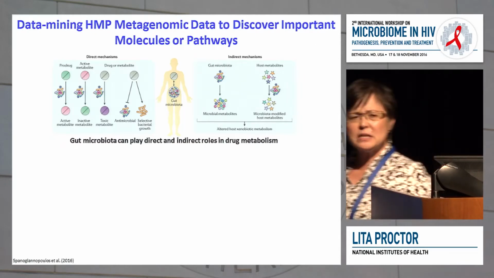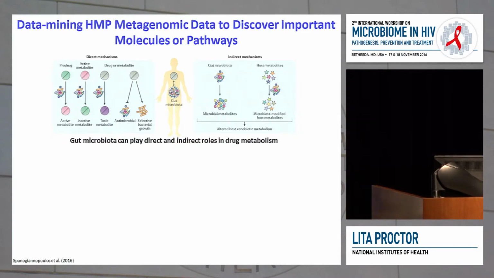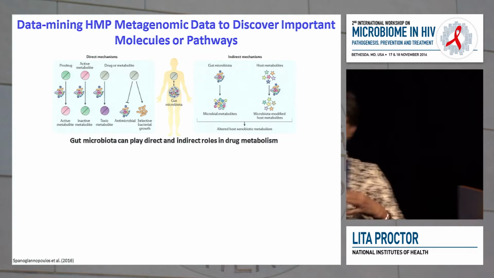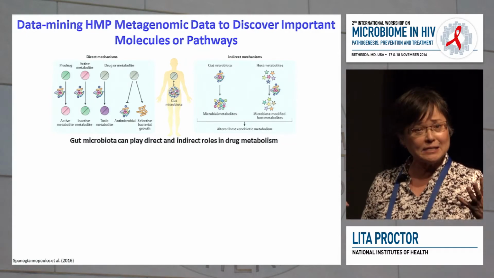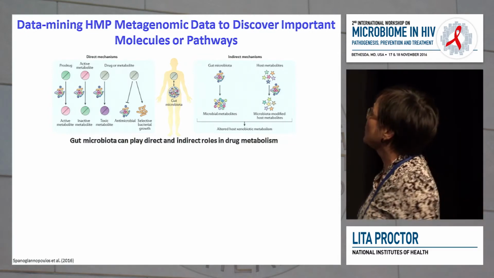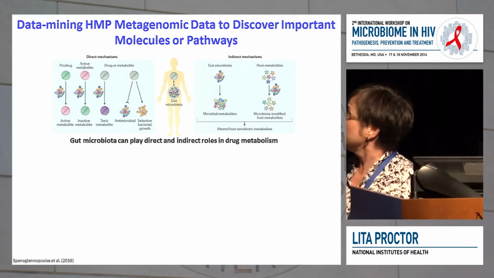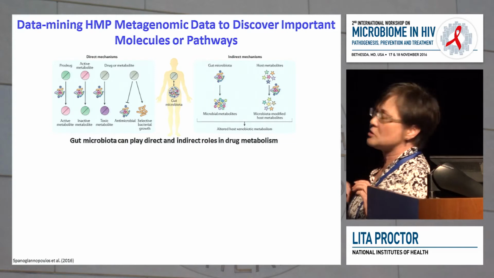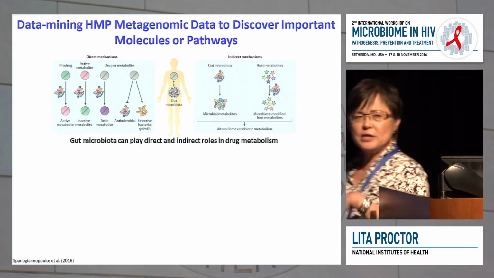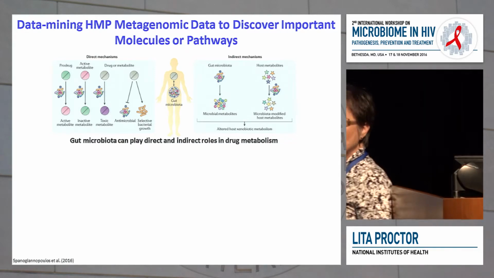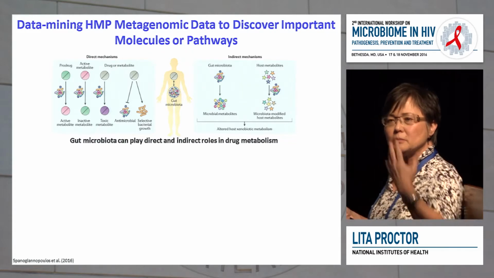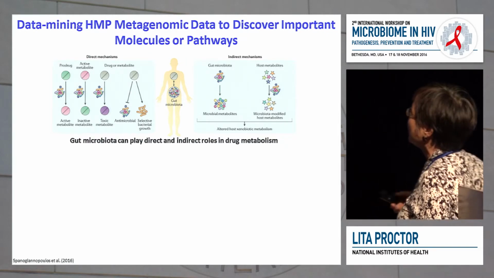Okay, but let me just give you, even if you can't visualize necessarily what I'm talking about, a couple examples of why these data sets are of use to you. So let me just talk about data mining the metagenomic data. Both phase one and phase two produce all kinds of metagenomic data, which really allows you to predict metabolic pathways that might be present in that microbiome.